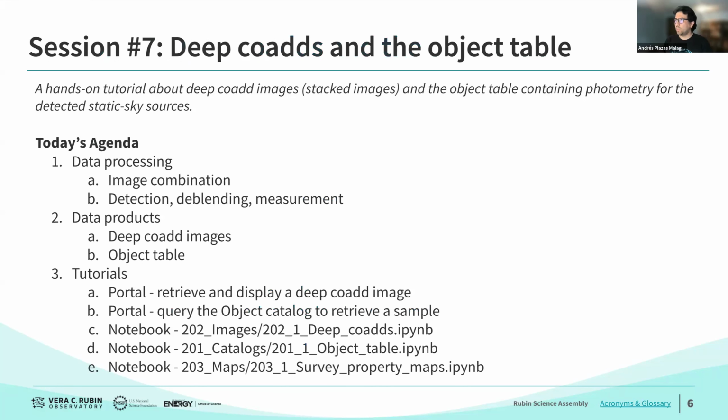Today, we're going to show a few tutorials about deep coadd images and the Object table, and hopefully we can make it through all of them. The table contains photometry for these detected static sky sources. So we're going to talk a little bit about data processing, image combination, detection, deblending, measurement, and the data products like the deep coadd images and the Object table. We're gonna go quickly through some of these tutorials, two of them related to the portal aspect of the RSP and a couple of them related to the notebook aspect of the RSP.